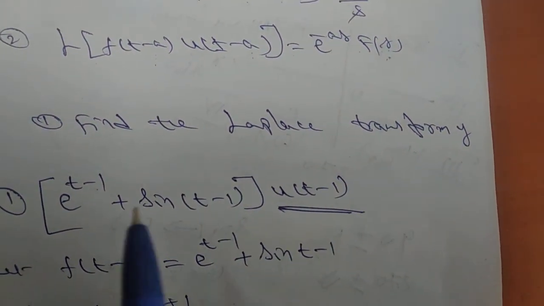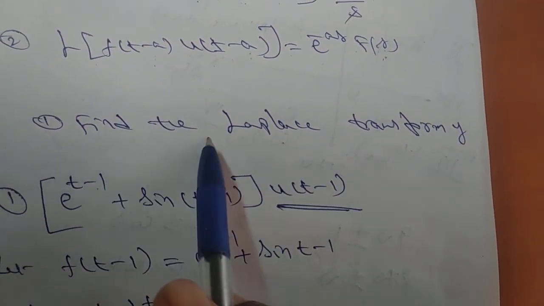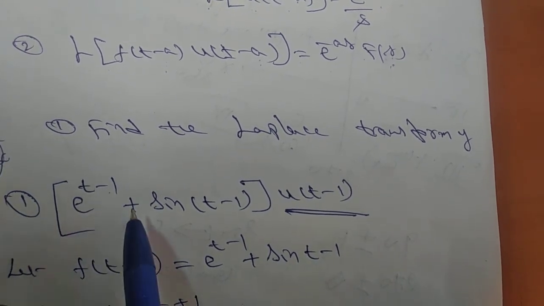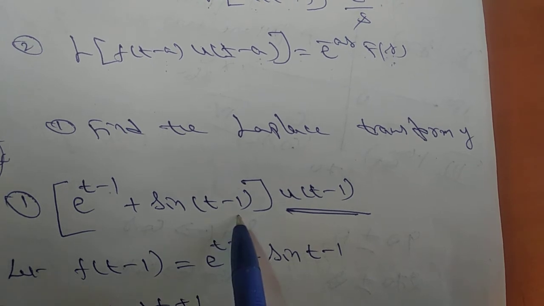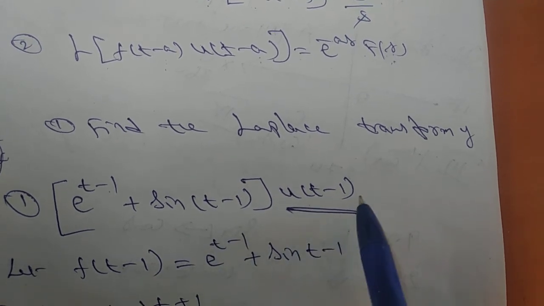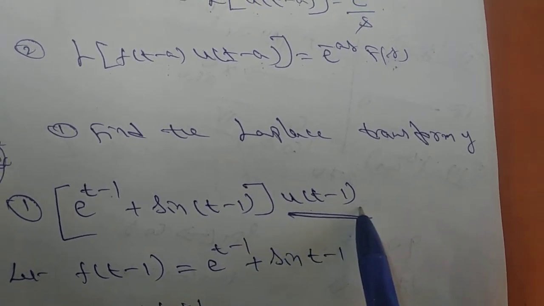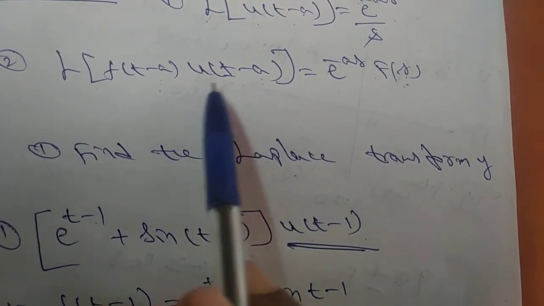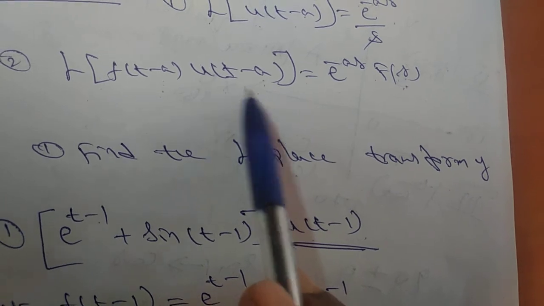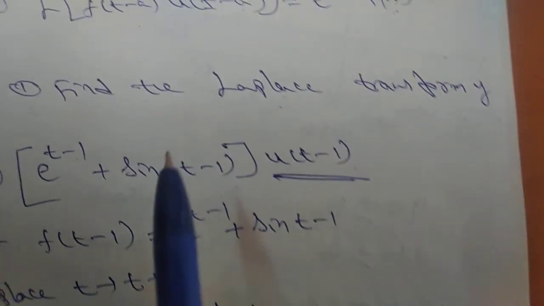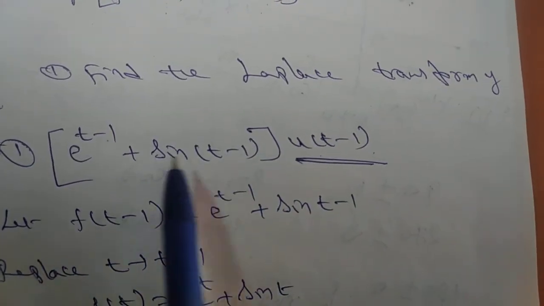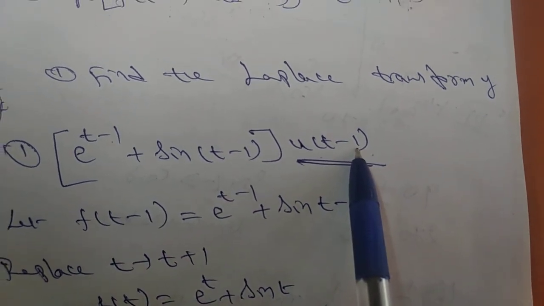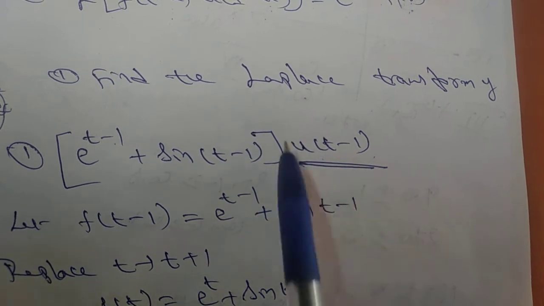Now we discuss the problem. Find the Laplace transform of e power of t minus 1 plus sin of t minus 1, into u of t minus 1. So which type is this? See here, the Laplace transform of f(t minus a) into u(t minus a). This type is there. What is a here? a is equal to 1, so u(t minus a) type is there.